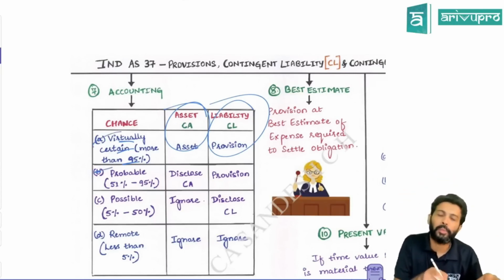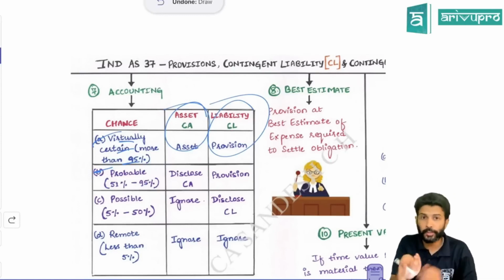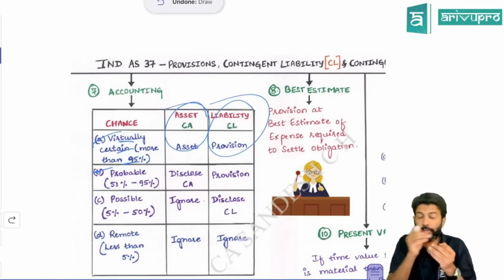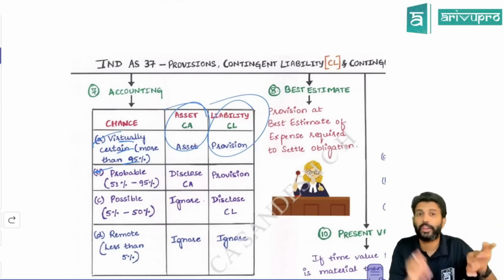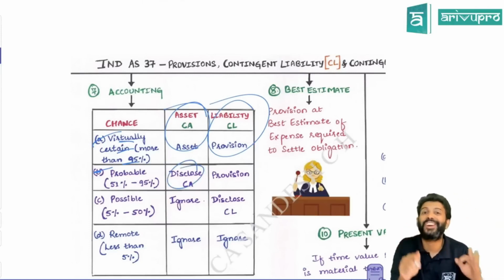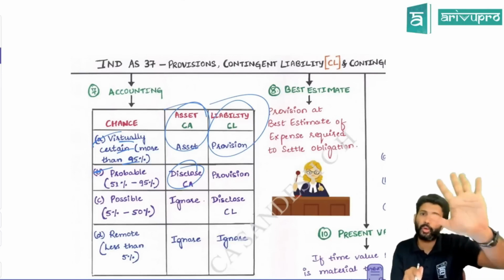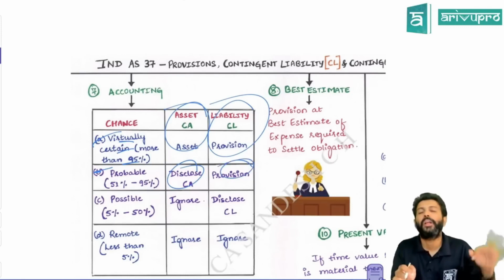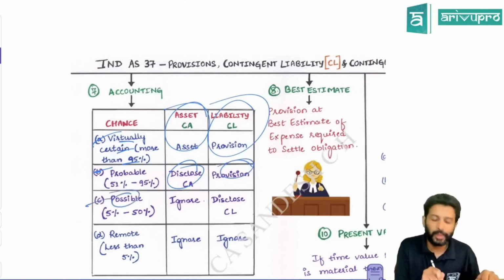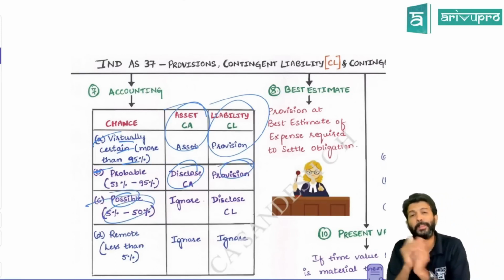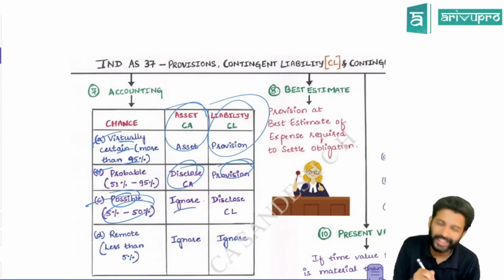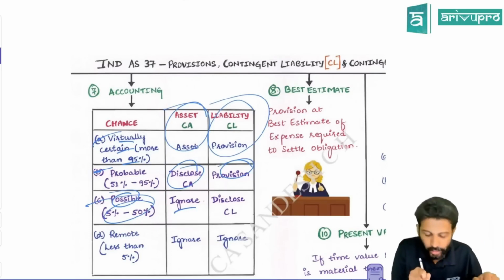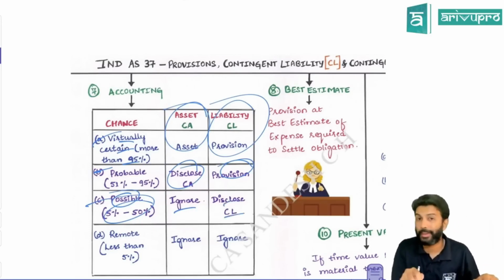However, if it's probable, meaning more than 50% chance, or 51 to 95% to be more precise, then on the asset side you only disclose a contingent asset in the notes to accounts; you don't account for anything. On the liability side, you will make a provision if it's probable. However, if it's possible, meaning 5 to 50%, on the asset side you don't do anything. Just ignore, no contingent asset disclosure. On the liability side, you disclose a contingent liability if it's a possible obligation.